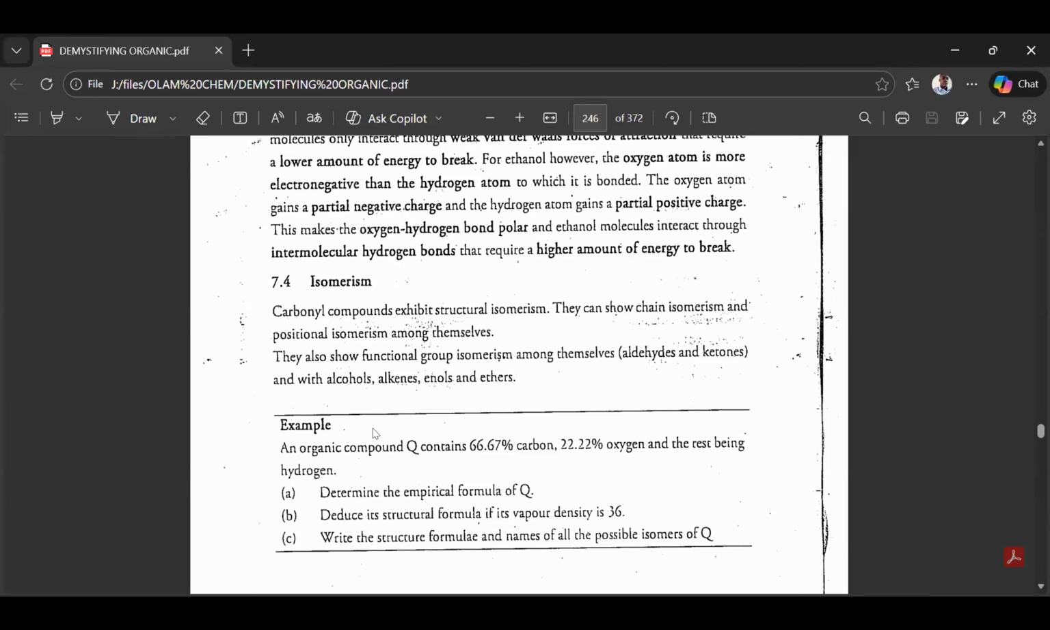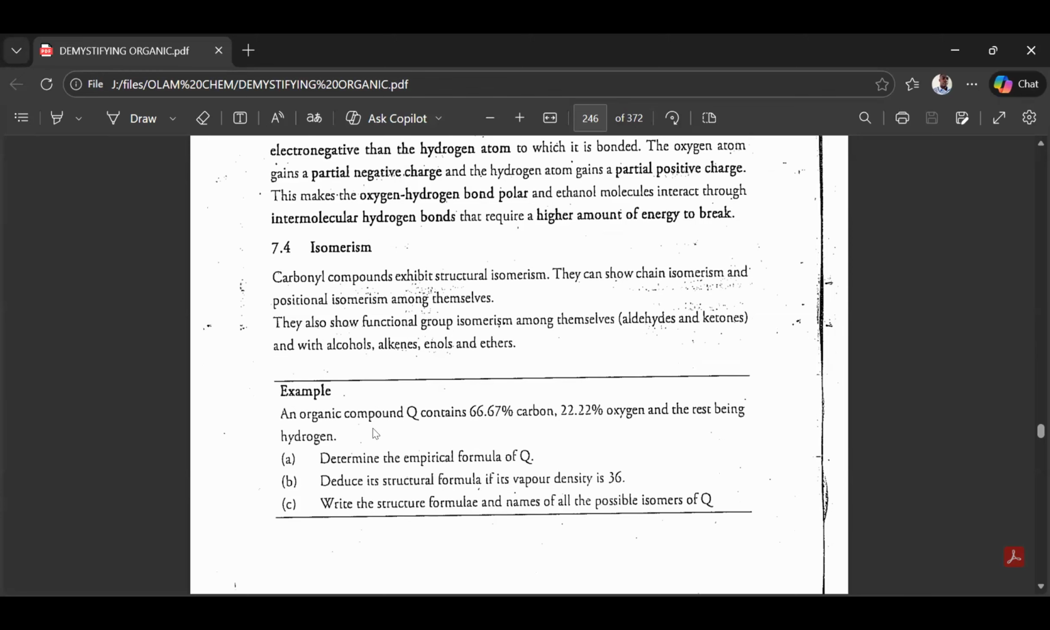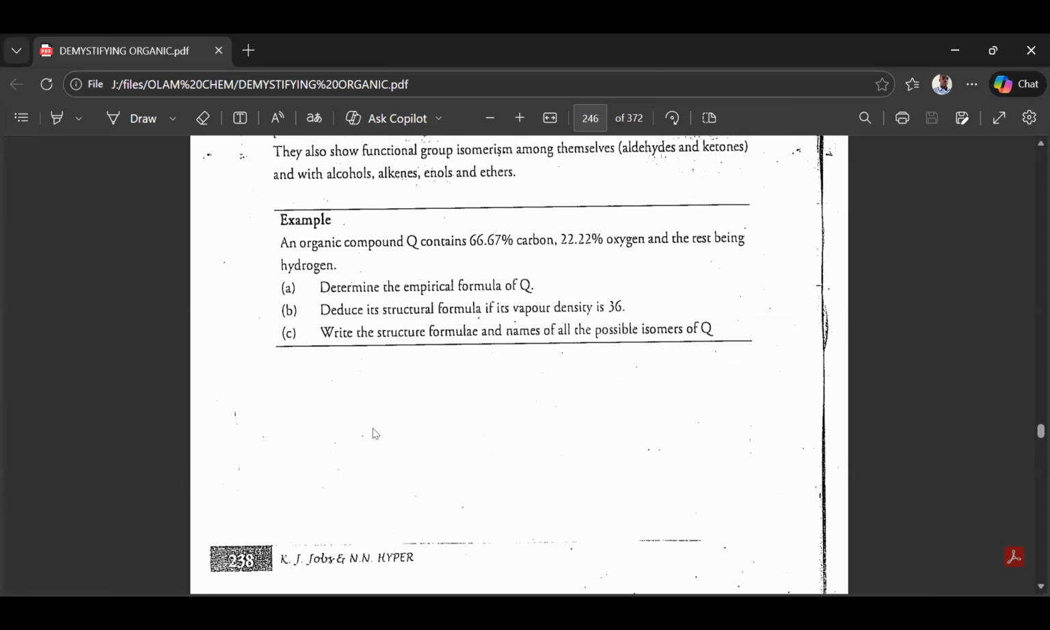They can show chain isomerism. They can show position isomerism. They can still show functional isomerism. They are functionally isomeric to ethers. They are functionally isomeric to alkenes. They are functionally isomeric to alcohols, even enols. Enols are alcohols which have got a double bond in them.